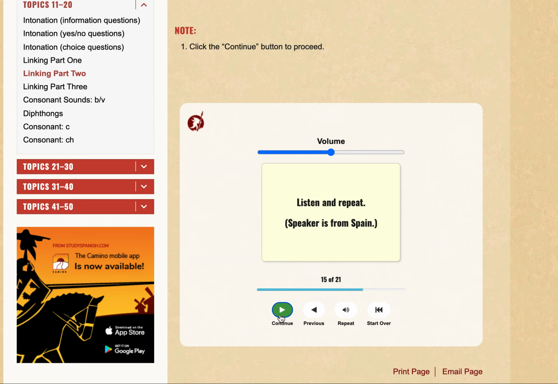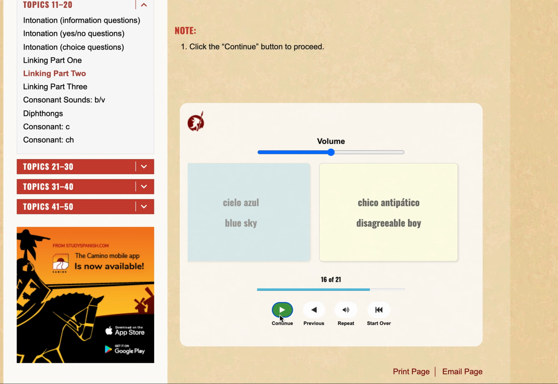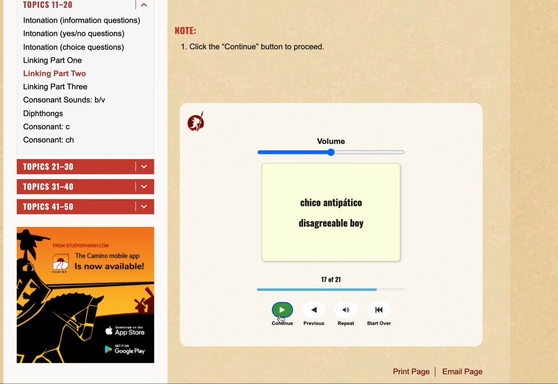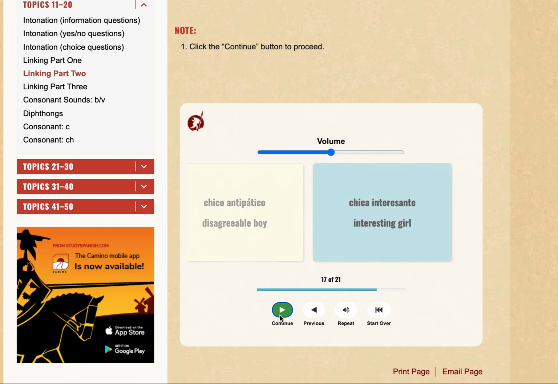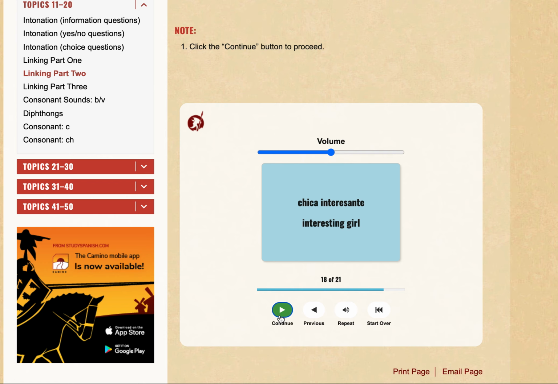Again, listen and repeat. Be sure to link the words together. Cielo azul, chico antipático, chica interesante, libro aburrido, revista interesante, una otra.